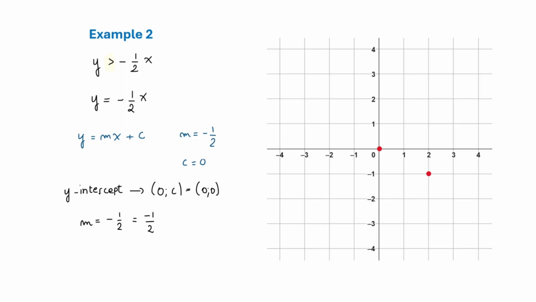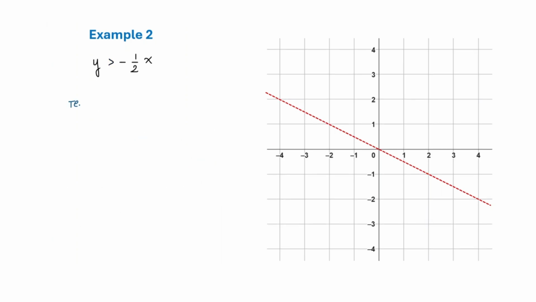The original inequality is greater than, with no equal to, so we use a dashed line. This means the boundary line is not included in the solution. To decide which region to shade, we choose a test point. We cannot use 0, 0 this time because it lies on the boundary line. So we choose another point, for example 1, 1.